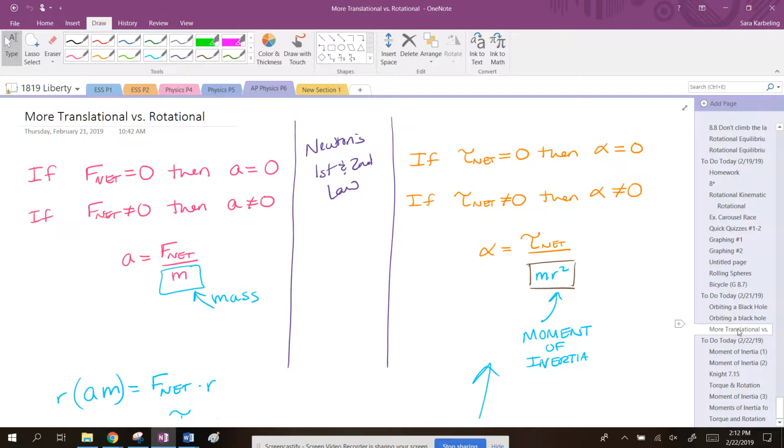I reminded you yesterday that we started talking about Newton's first and second law again, right? We know Newton's first and second law, no problem, when we're talking about translational motion. If F net is 0, A is 0. If F net is not 0, A is not 0. Boom, you're done. A is equal to F net over M.